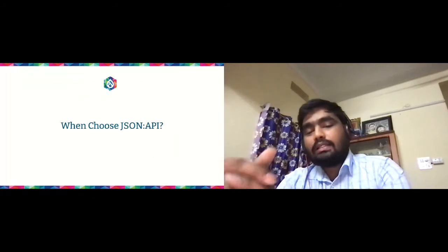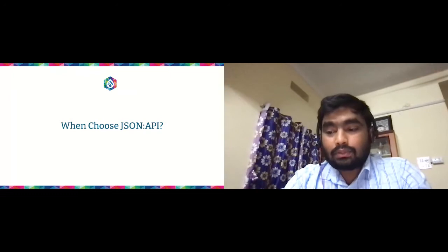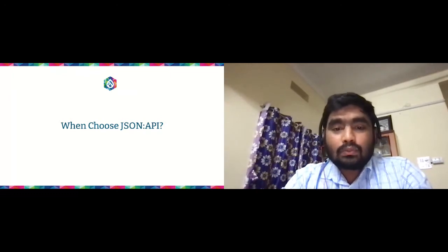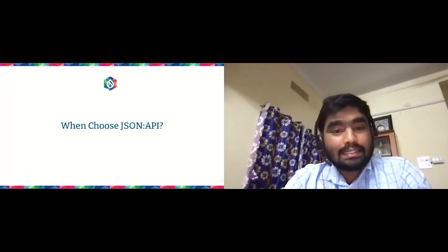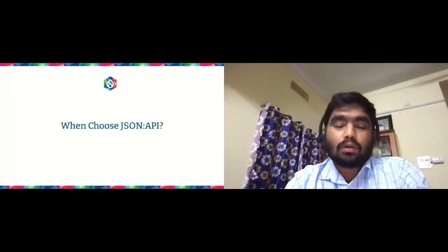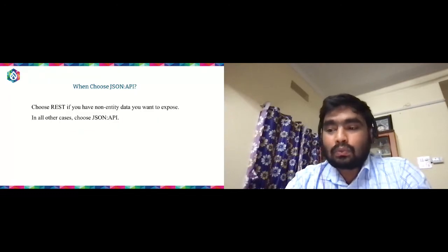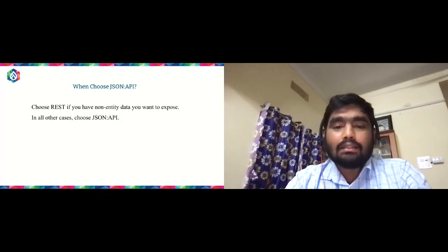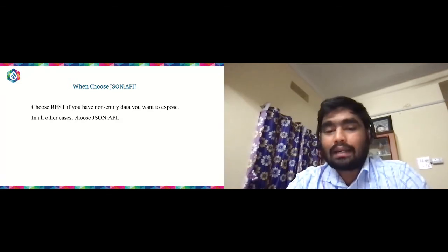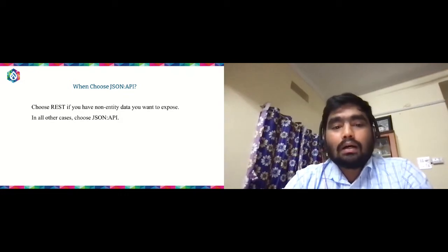So now another question: when do we need to choose JSON API? There are two things here. You can choose REST API if you have any non-entity data you want to expose, such as registration or any user interaction with the app. In all other cases, you can choose JSON API, which will fetch the data. Whenever we start a project or any app, at that time we need to understand what exactly we are trying to achieve. If you have non-entity data and more interaction, then we can choose REST. In other cases, we can choose JSON API.